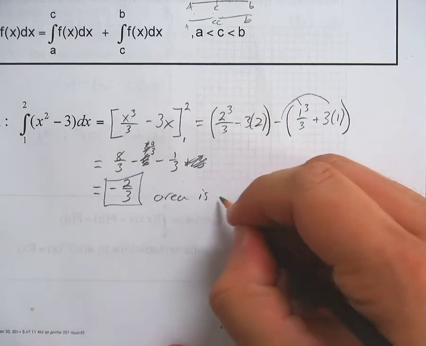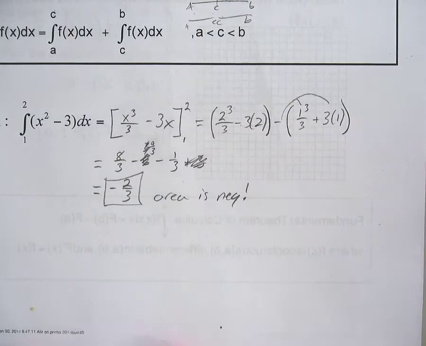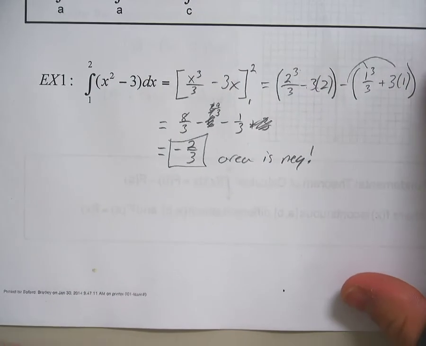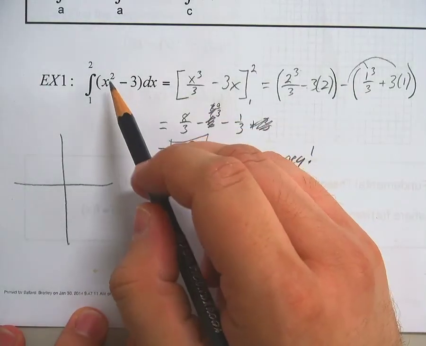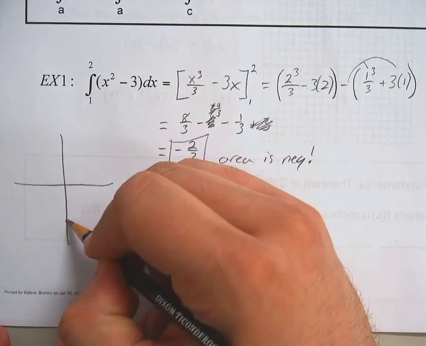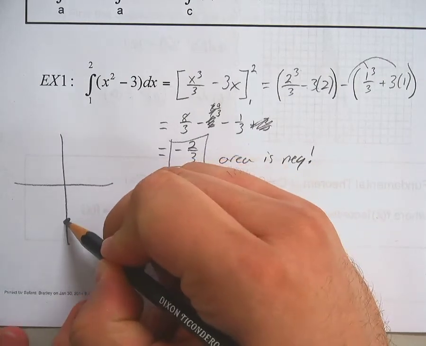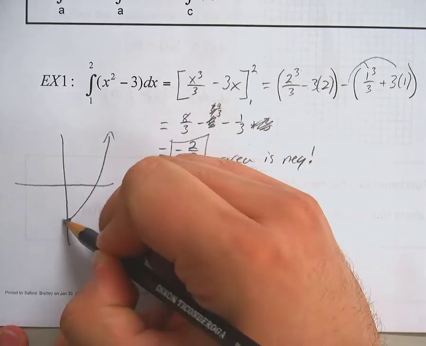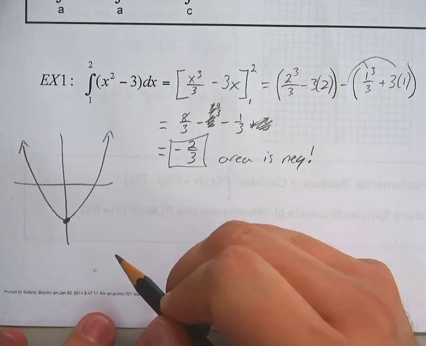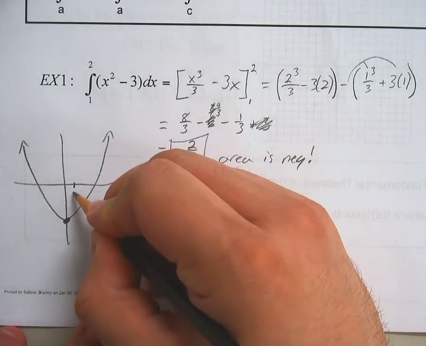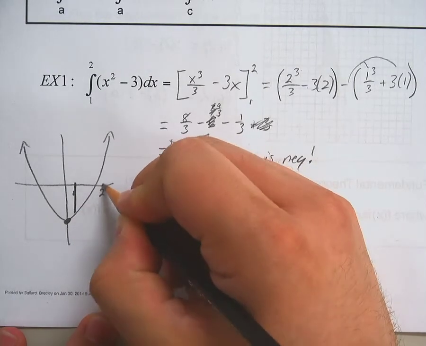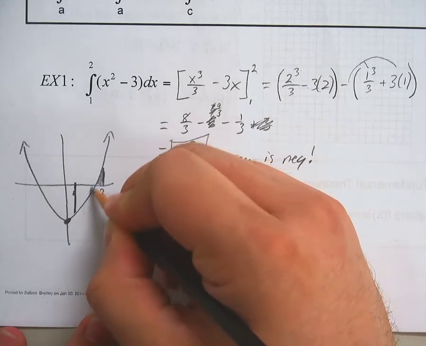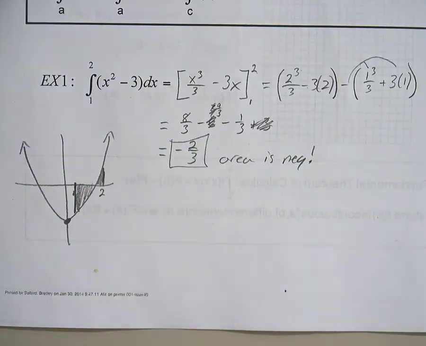My area is negative. Yay! Think about what that looks like for just a moment here. X squared minus 3 is a parabola shifted down 3 units. Right? So up 1 over 1, so here's 1, it'll go like this, and 2, it's above. So most of your area is negative.